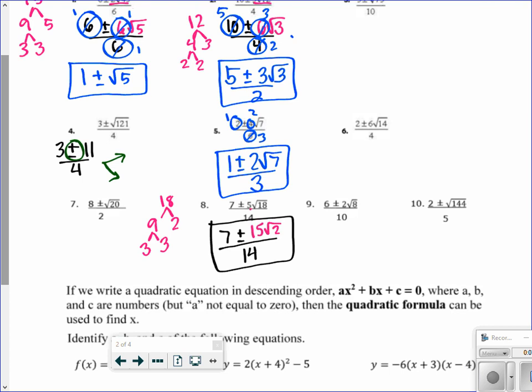This plus minus symbol literally means you have one answer that is 3 plus 11 divided by 4, and the other one is 3 minus 11 divided by 4. So for that top one, 3 plus 11 is 14. So 14 over 4, which is 7 over 2. And then the bottom one, 3 minus 11 is negative 8. Negative 8 divided by 4 is negative 2.